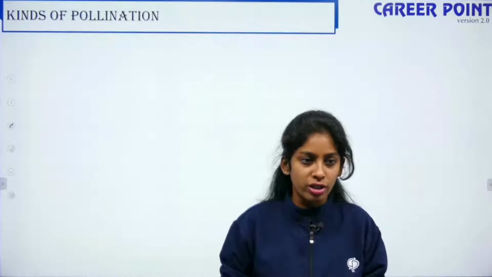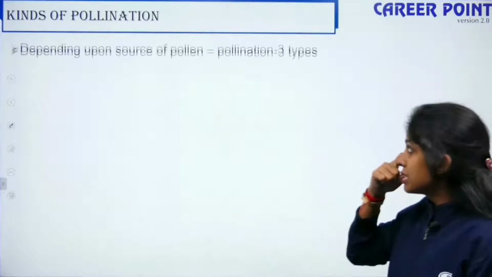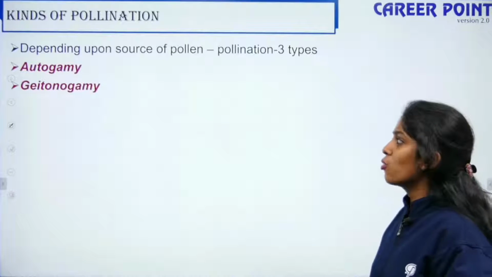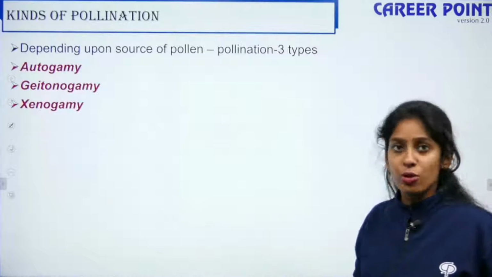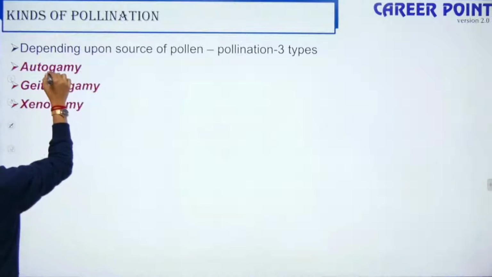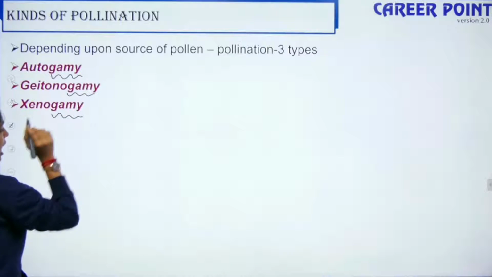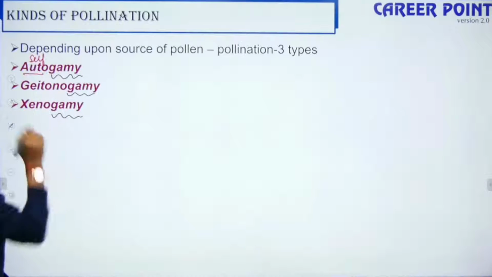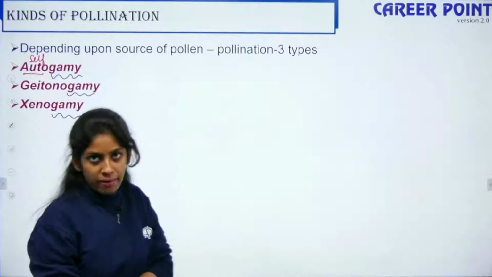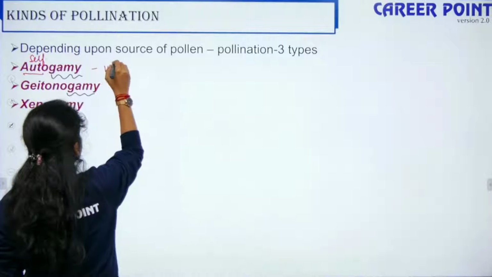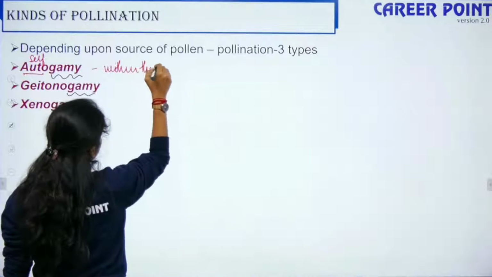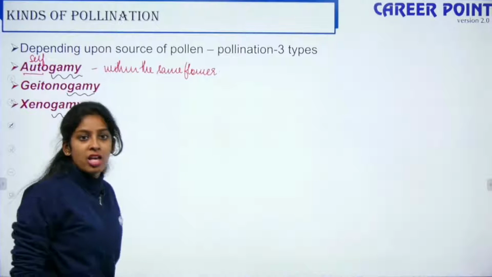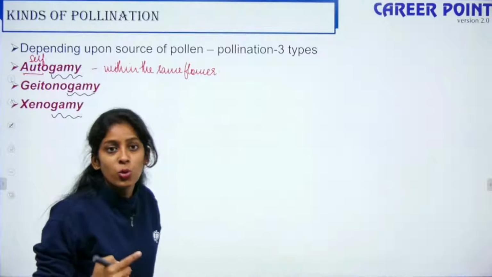And what are the different types of pollination? We are going to talk about that. Depending on the source of pollination, the first one is autogamy, the second one is geitonogamy, and the third one is xenogamy. Gamy means fusion, everywhere. Auto is self. When self-pollination happens, that is autogamy. Autogamy happens within the same flower. When one flower has both androecium and gynoecium, then self-pollination happens, and that is known as autogamy.